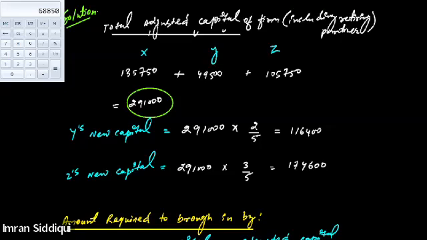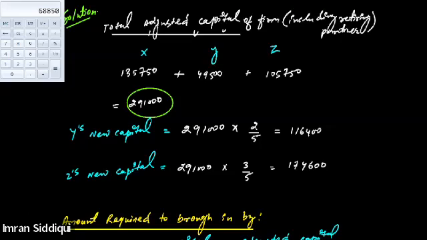Total adjusted capital you calculated by adding the capitals of all three partners, right? X, Y, and Z, of all the partners, including the outgoing, the retiring partner. Okay. Why did I do that?